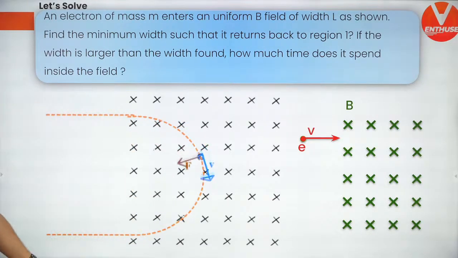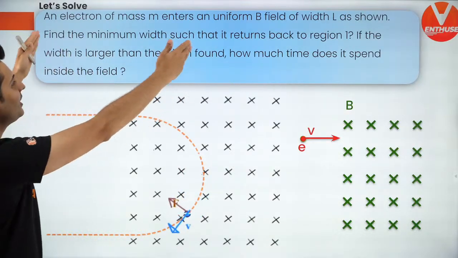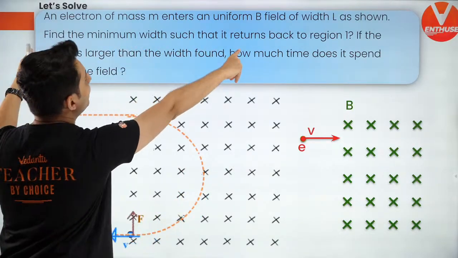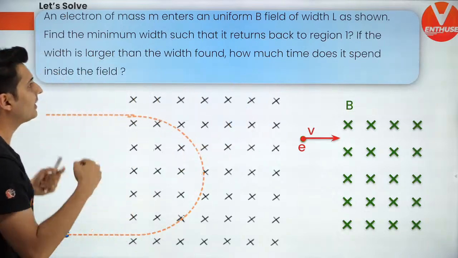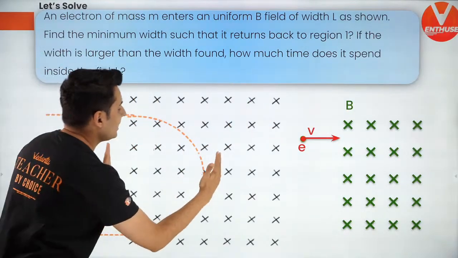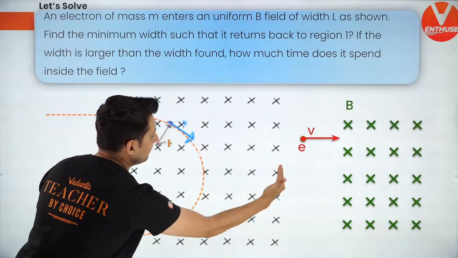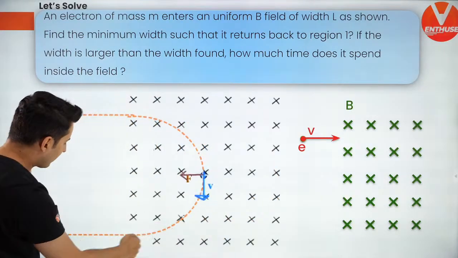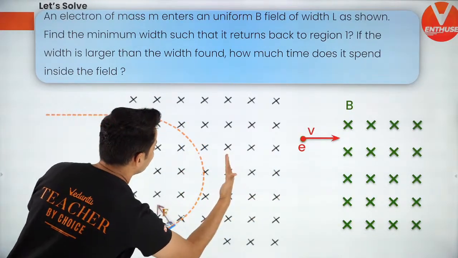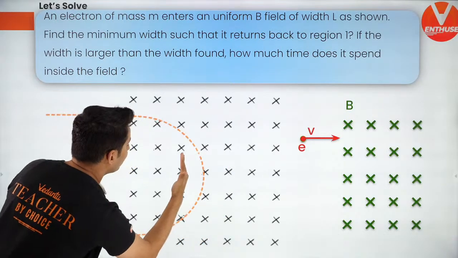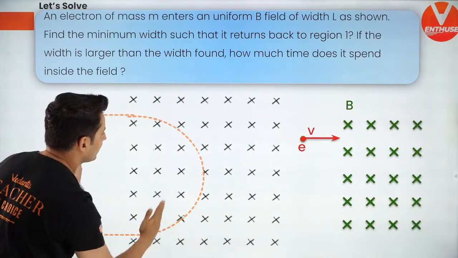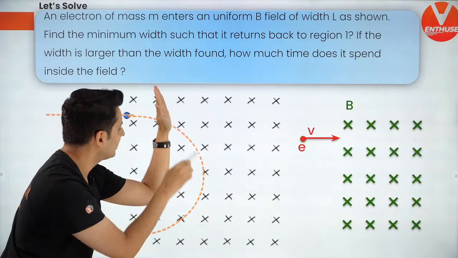Now, what is the question, guys? The question says, what is the minimum width such that it returns back to the region? Guys, imagine the magnetic field is so much, obviously it will return. If the magnetic field is this much, then also it will return. But if the magnetic field is only so much, do you think it will return?